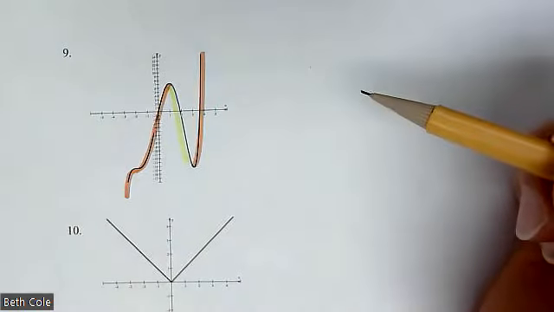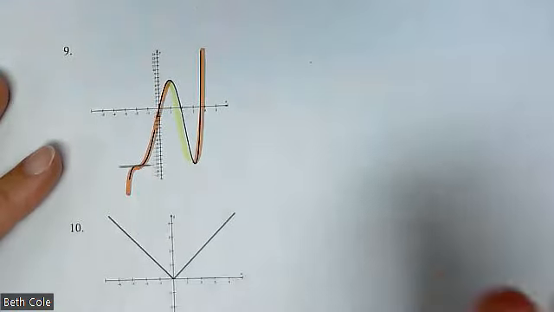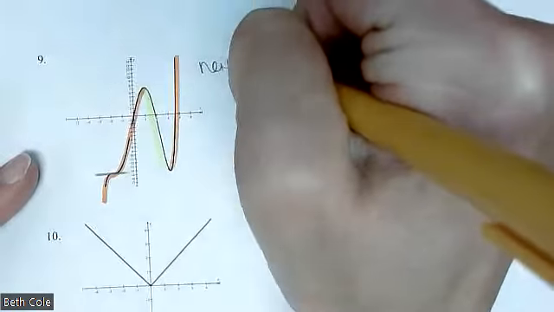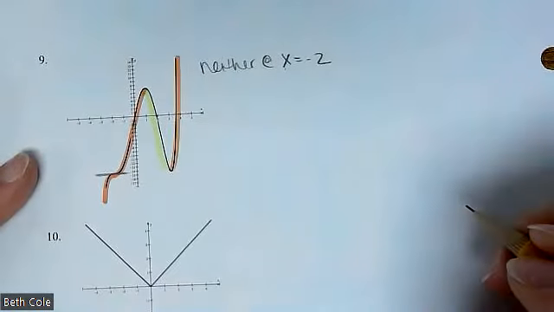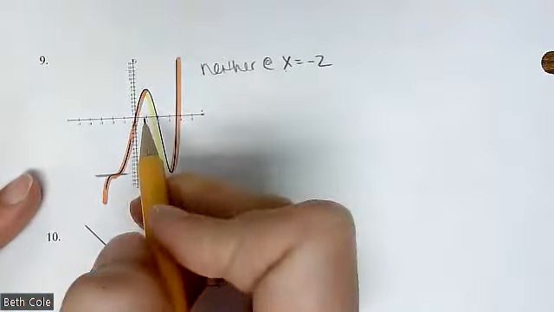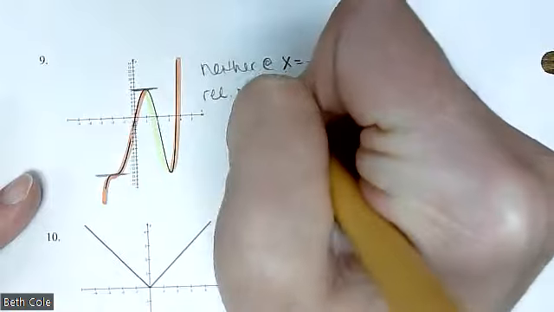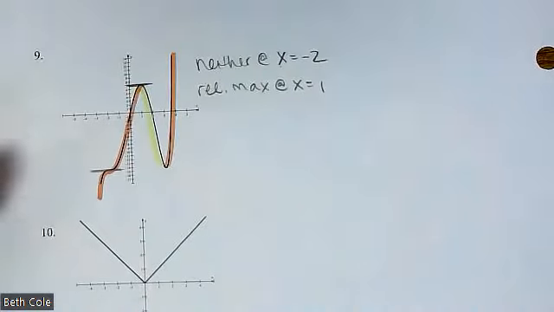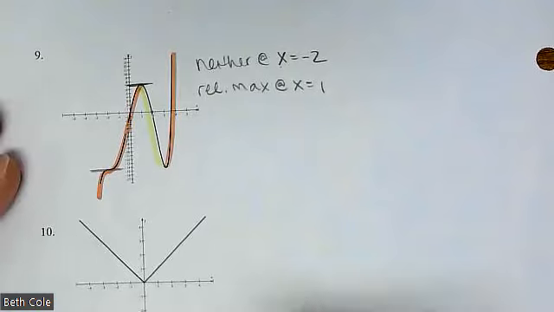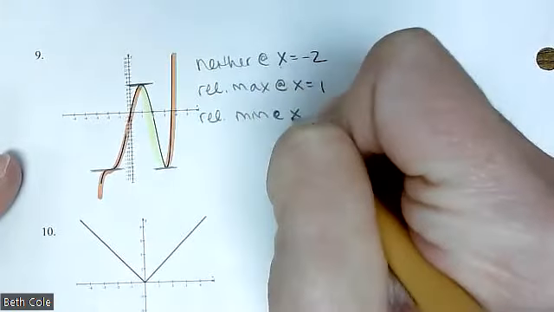Let's list out the critical points. And I want to see if you get them all. What have we got? Good. That's the one I was kind of worried about. Do you see how at -2 there is a 0 slope there? So we would say neither at x equals -2. And then what else? Relative maximum at 1. Good. And then the last one, yep, relative minimum at x equals 3.